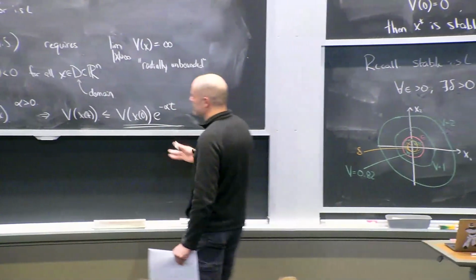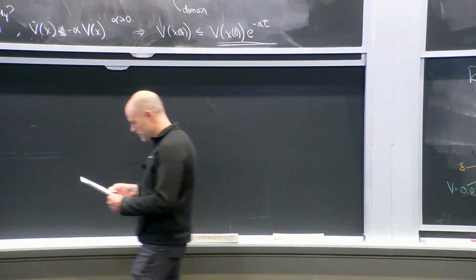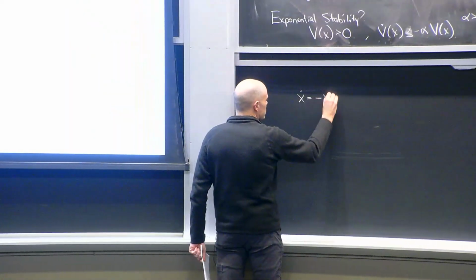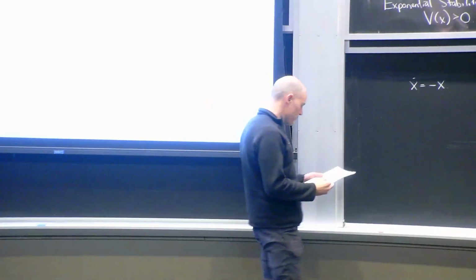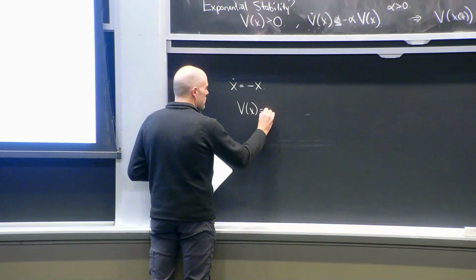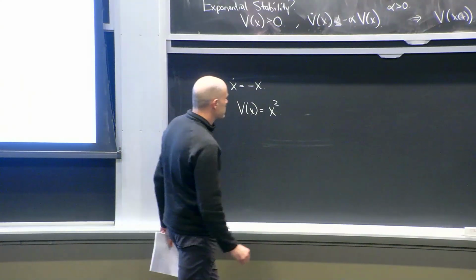All right, so let's just exercise that a little bit here. Let's take the simplest linear system, x dot equals negative x. And let me propose a Lyapunov function, x squared. Let's just think about this.